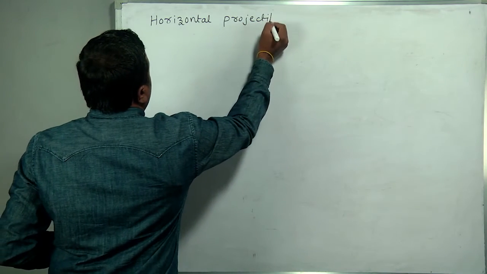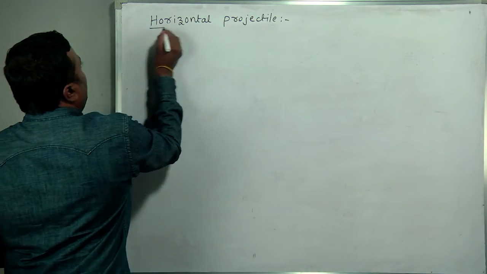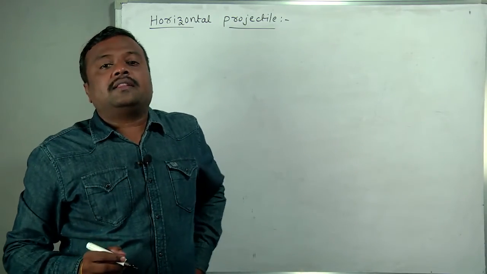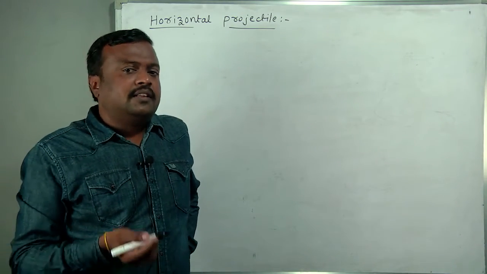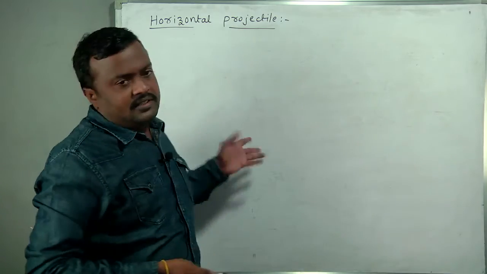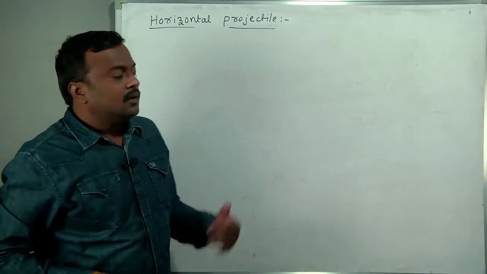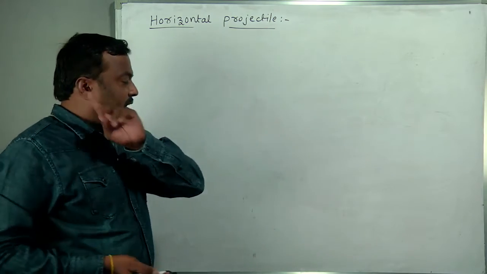Very simple. In the total derivation of oblique projectile, if we substitute angle theta equal to 0 degree, then we get the total equations related to horizontal projectile also. But we are doing it separately.